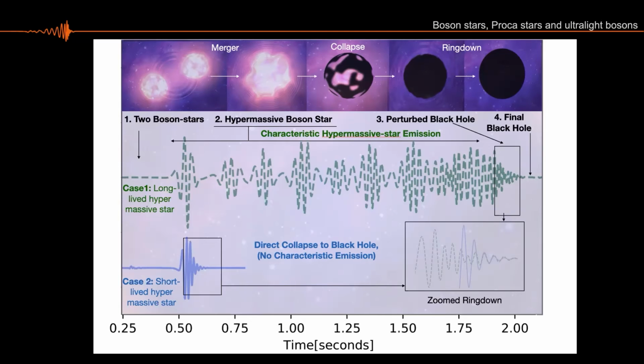And this is the case we're going to be working with because we want to reproduce the GW190521 signal. But actually, if you want to find a smoking gun for the existence of boson stars, you would need to look for these things, I would argue.